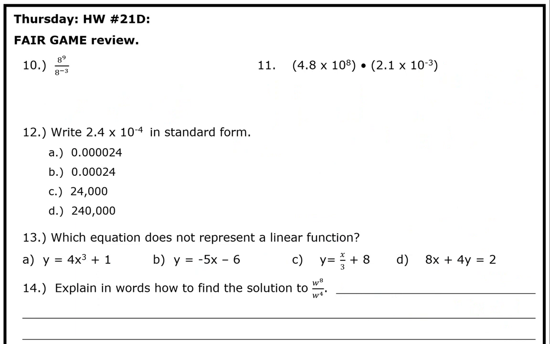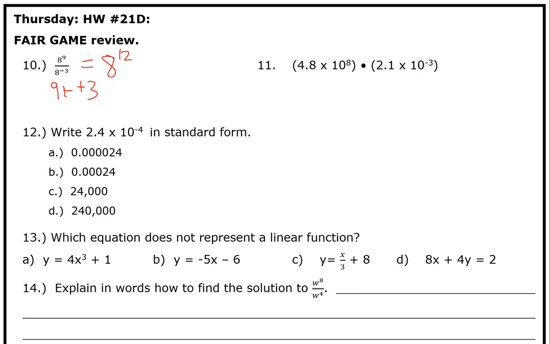In the last section here, we're going to review some old concepts. Number 10, dividing like bases means you keep the base the same and subtract the powers. Be careful here, 9 minus a minus 3. When you have two minuses in a row, you add the opposite. 8 to the 12th power.